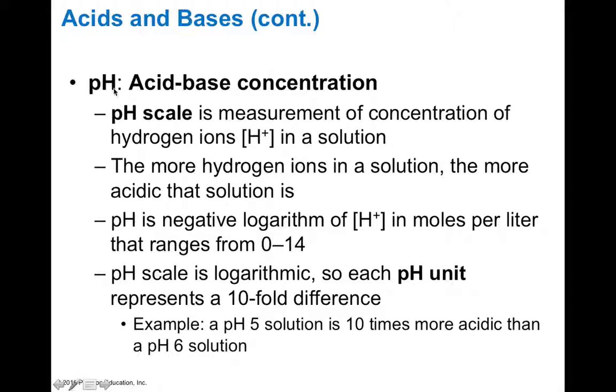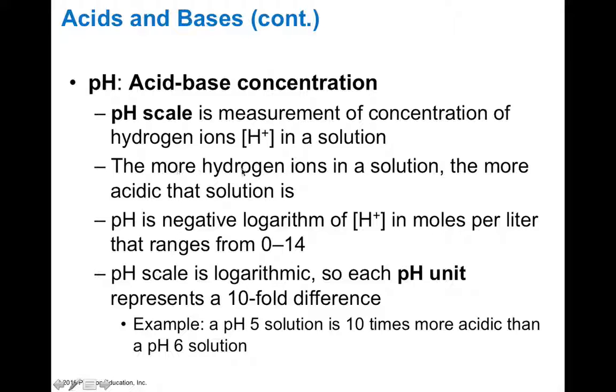Now, pH is actually a scale. It's a form of measurement of concentration of hydrogen ions in solution. Whenever you see this sort of bracket here, this means concentration. So when we refer to the concentration of hydrogen ion in solution, this actually gives us an idea about how acidic that solution may be. And this is on a sliding scale, or pH scale.